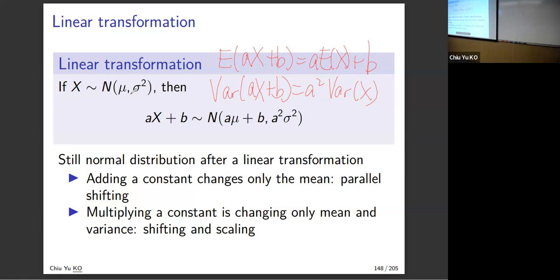Add things to normal. Remember x, suppose you're modeling the share price. If the share price follows normal, and my portfolio has a share of x and b amount of cash, my portfolio will also follow normal. So that is unusual. It's not necessarily true for every other thing.